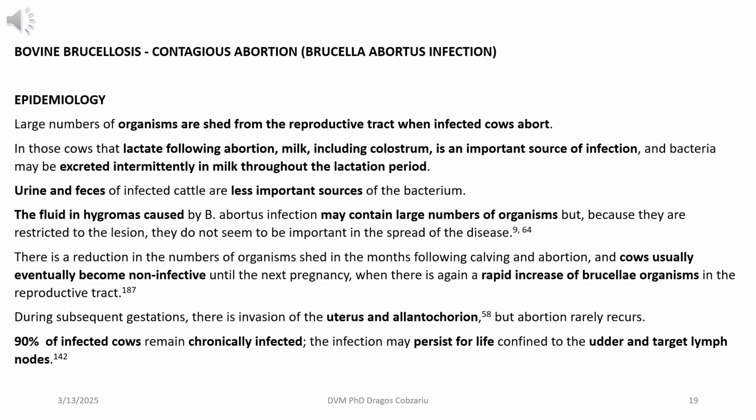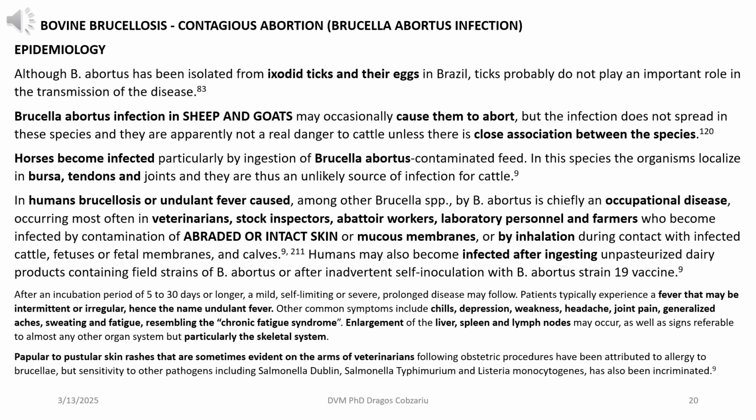There is a reduction in the numbers of organisms shed in the months following calving and abortion, and cows usually eventually become non-infective until the next pregnancy, when there is again a rapid increase of Brucella organisms in the reproductive tract. During subsequent gestations, there is invasion of the uterus and allantochorion, but abortion rarely recurs. 90% of infected cows remain chronically infected. The infection may persist for life confined to the udder and target lymph nodes. Although B. abortus has been isolated from ixodid ticks and their eggs in Brazil, ticks probably do not play an important role in the transmission of the disease.